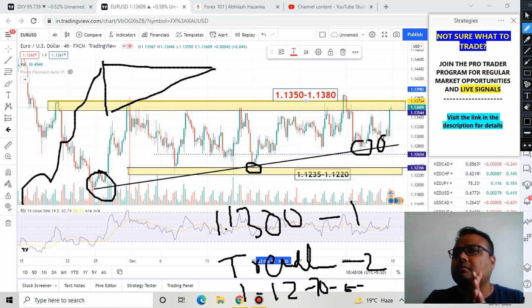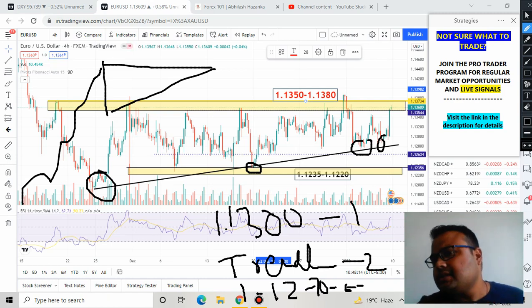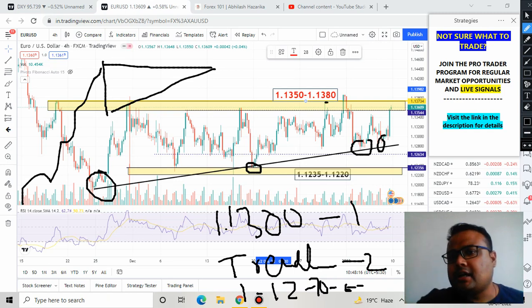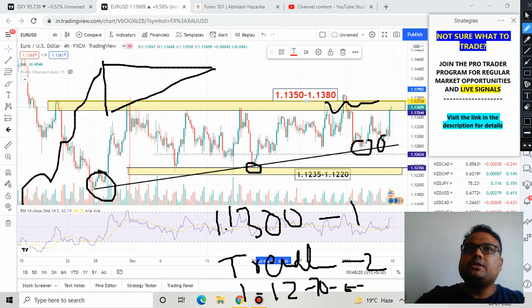But right now I think that buyers are present in the market and they are trying their best to take the market upward. So by next week, if market breaks the resistance level and starts going up, I will not be surprised, because Euro USD has been giving us clear signs that yes, there is a possibility of a breakout in the future. Okay, let's see where the market goes, how the market reacts.